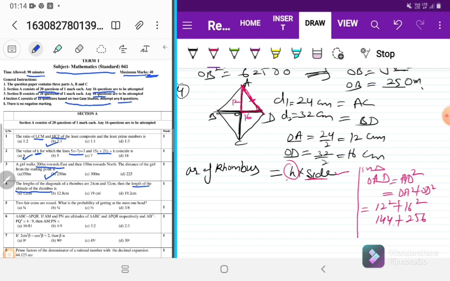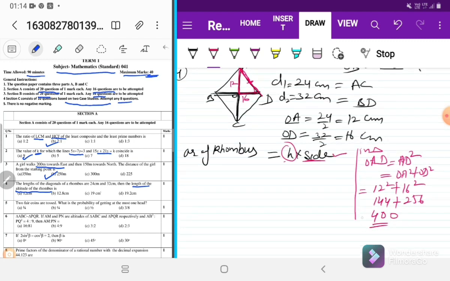So it is 6 plus 4 is 10, 5 plus 4 is 9 plus 1, 10, 2 plus 1, 3 plus 1, 4. So it is 400. It's AD square. So what will be AD? So AD will be root of 400, that is 20 centimeter. Okay, so my side is 20.